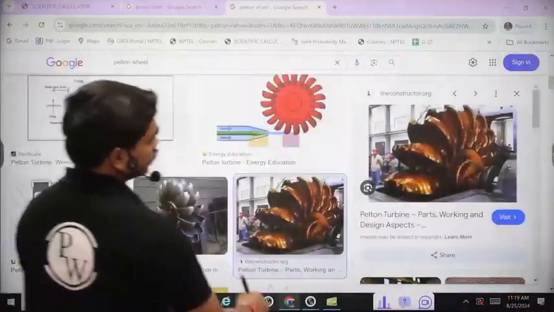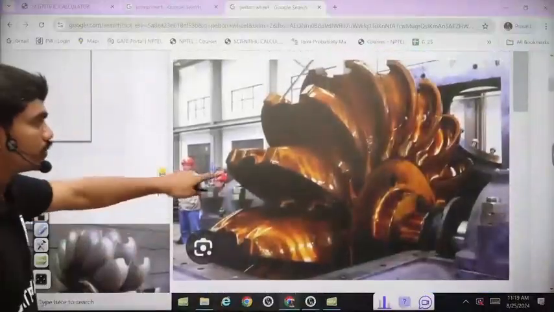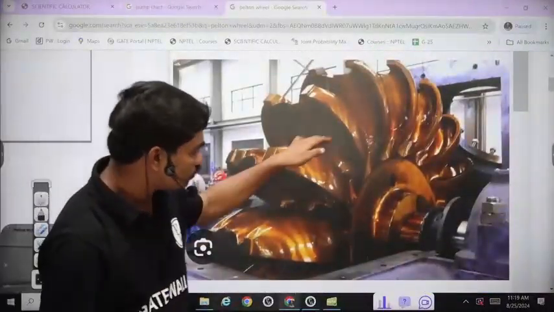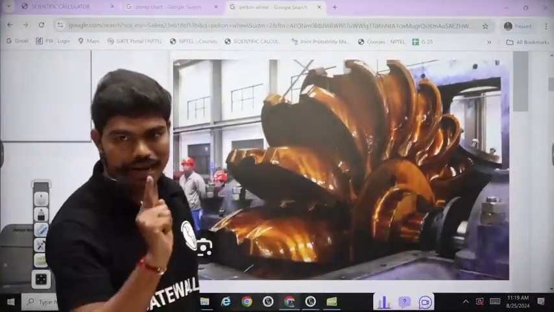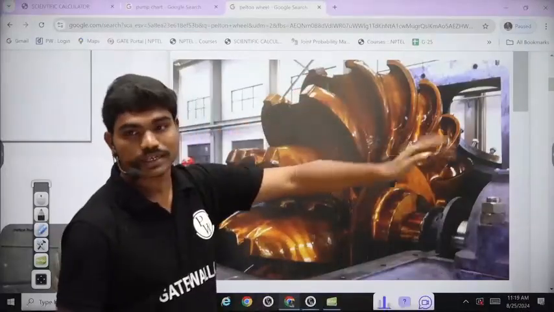You can see this maybe. I hope you can see this image clearly. So these are a lot of buckets which are mounted on the wheel. At the same time, can you see there's a small cut here? We'll see why that cut is there.